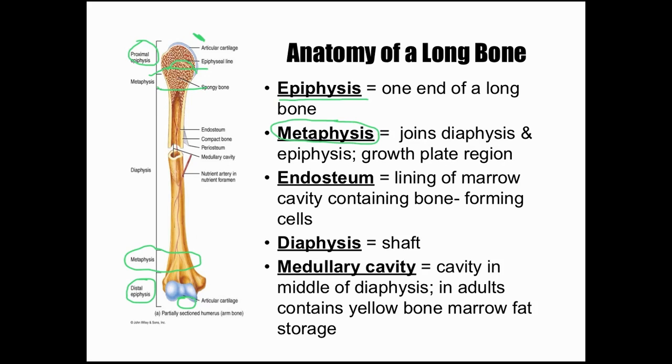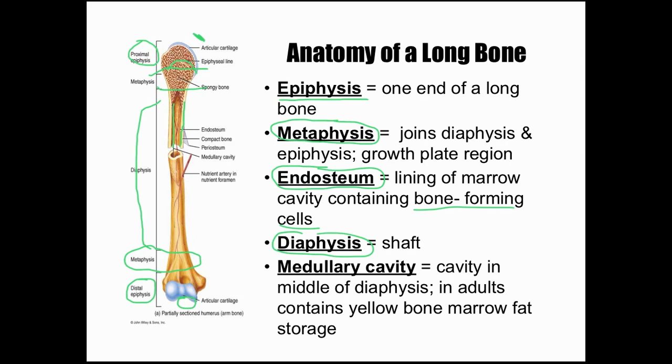The next part is called the endosteum, and that is like the innermost lining. So this is a hollow cavity right here. This is compact bone, but it's that inner lining right there containing bone-forming cells, which makes up the endosteum. The diaphysis, which I said earlier, that's the shaft, so that makes up most of the length of the bone. So this long, skinny part there, that's the diaphysis.